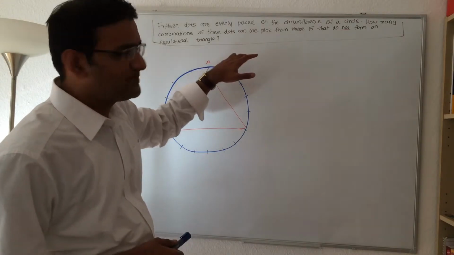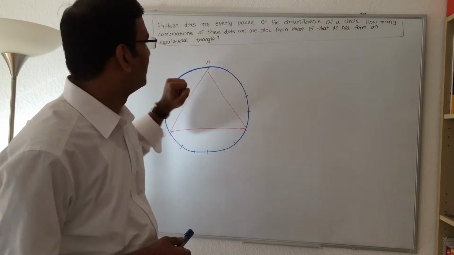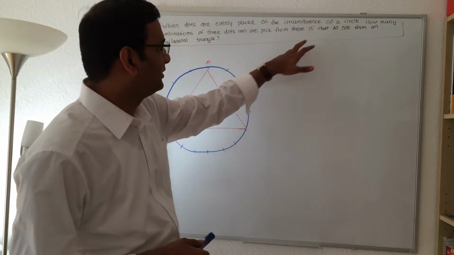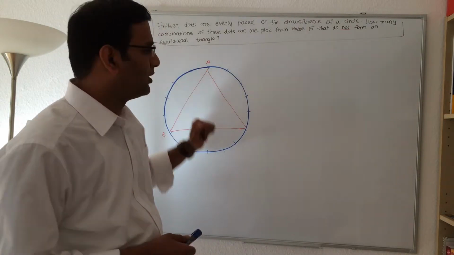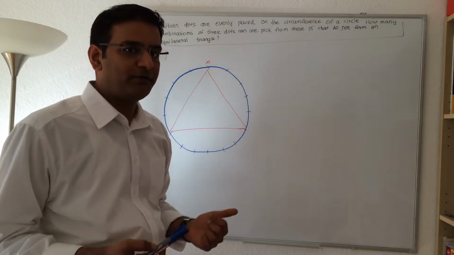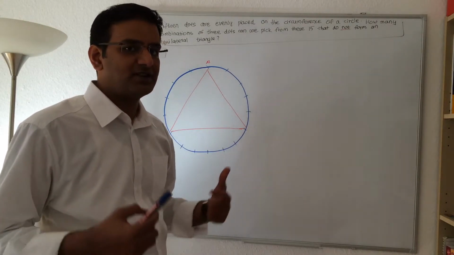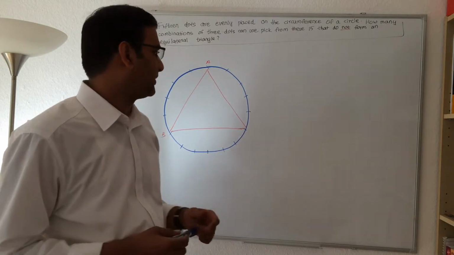The question reads as follows. 15 dots are evenly spaced on the circumference of a circle. How many combinations of these 3 dots can be picked from these 15 that do not form an equilateral triangle? So what we are asked to find is the number of triangles that are not equilateral, but what we are given is that we have 15 dots to work with.